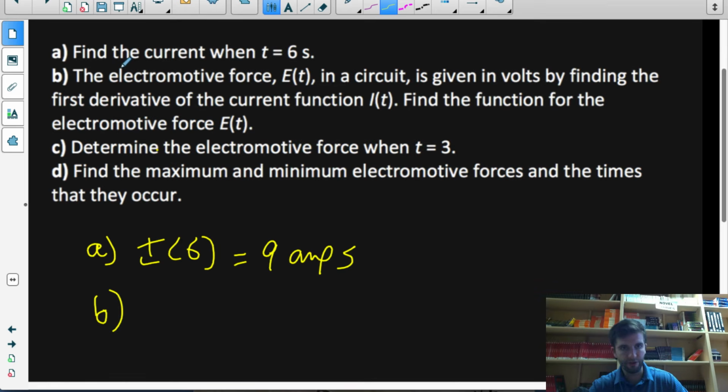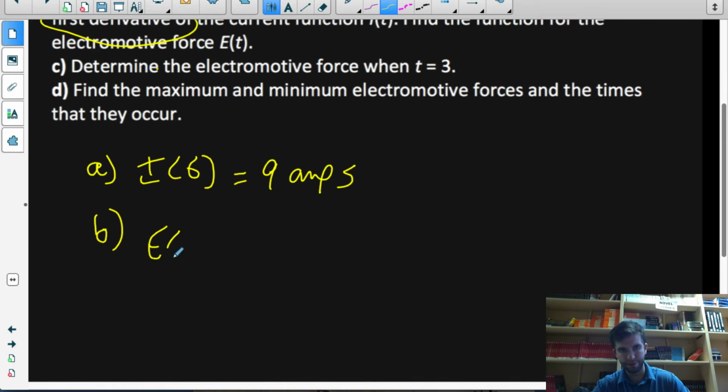Part B says the electromotive force, E at t, in a circuit, is given in volts by finding the first derivative of the current function. So find the function for the electromotive force. So we just need to find the derivative of the current function. So we were trying to find I prime at t.